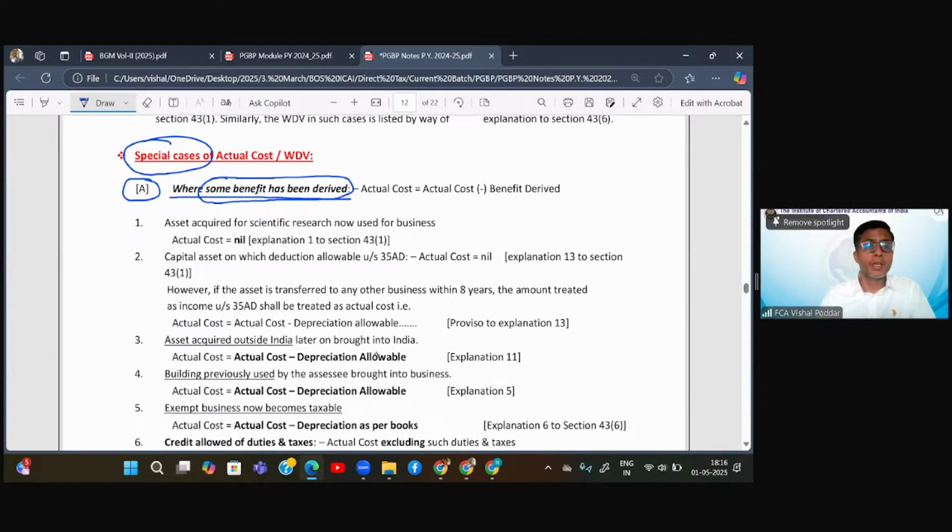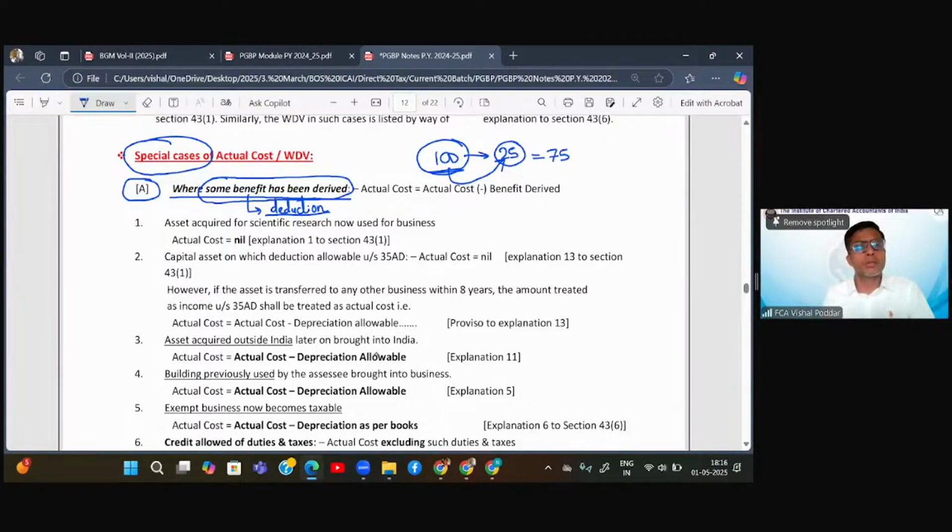Now, what do I mean by benefit? Benefit mainly means you have already claimed some deduction for this asset. Now, if you have already claimed deduction for this asset and now you want to claim depreciation, the simple logic is, please understand, student, the logic. You have spent rupees 100 on the asset. Out of this 100, you have got the benefit of 25. Benefit means you have taken deduction. Now, please think logically. If out of 100 you have already taken benefit of 25, why will I give you depreciation now on the entire 100? Logically, I should give you depreciation only on the balance 75.